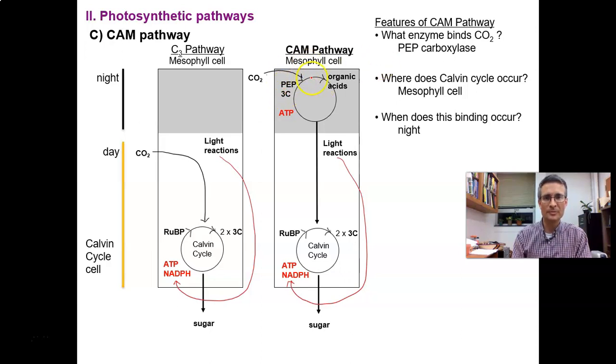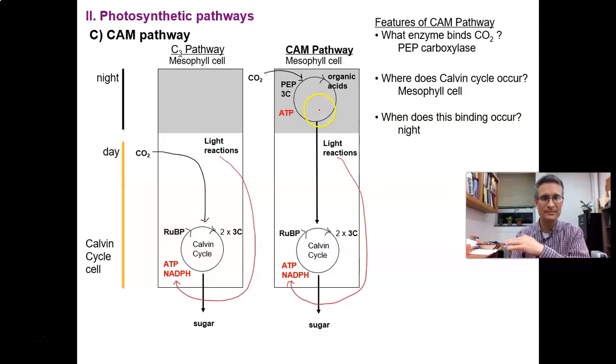We're going to combine it with carbon dioxide to give us a 4-carbon molecule, and we're going to create a variety of what are known as organic acids. So these are stable molecules that are going to hold on to this extra carbon that we've grabbed and stuck with PEP. The Calvin cycle, like in our C3 pathway, is going to be occurring in the mesophyll cell.